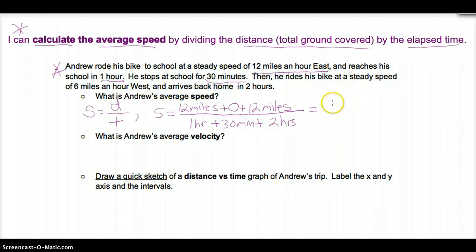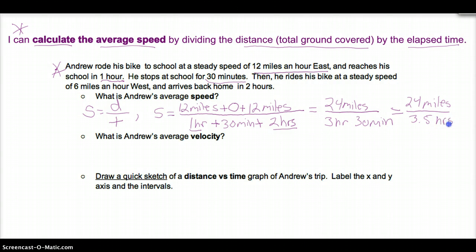So speed equals 24 miles, that's 12 plus 0 plus 12, over, let's add all these together, let's see here, 1 hour, 2 hours, that's 3 hours and 30 minutes, okay? So I know you went a total of 24 miles in 3 hours and 30 minutes, which I know is the same as 24 miles over 3.5 hours. And of course I know this because 30 minutes is the same as a half of an hour.